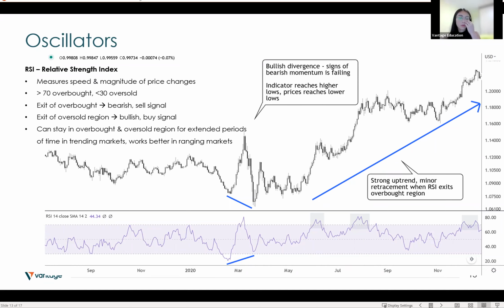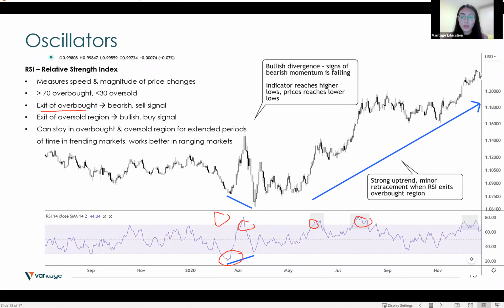In this example, similar to the concept of stochastics, when price exits the overbought region, which we see over here, so this is oversold and this is overbought, when price exits the overbought region, as you can see, it should retrace or price should reverse.